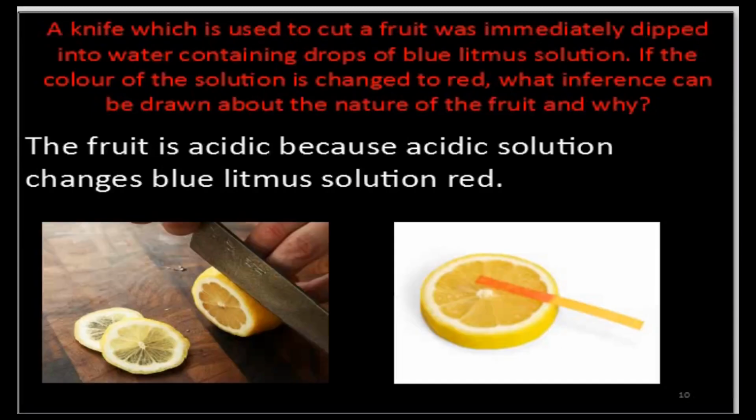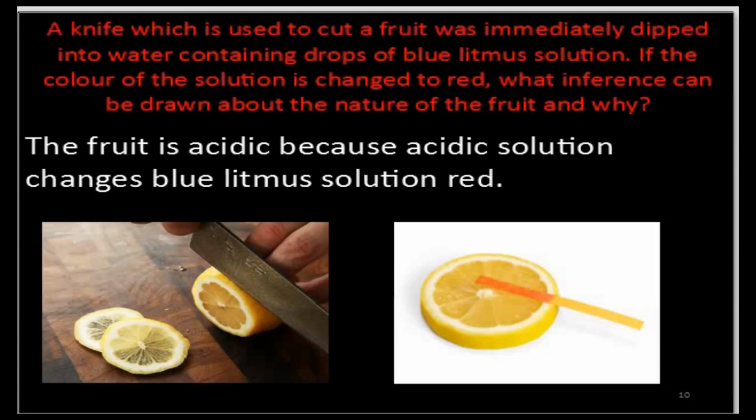Let's see one more experiment. A knife which is used to cut a fruit was immediately dipped into water containing drops of blue litmus solution. The color of the solution changed to red. What inference can be drawn about the nature of the fruit and why? Here, the fruit is acidic because an acidic solution changes blue litmus solution into red color.